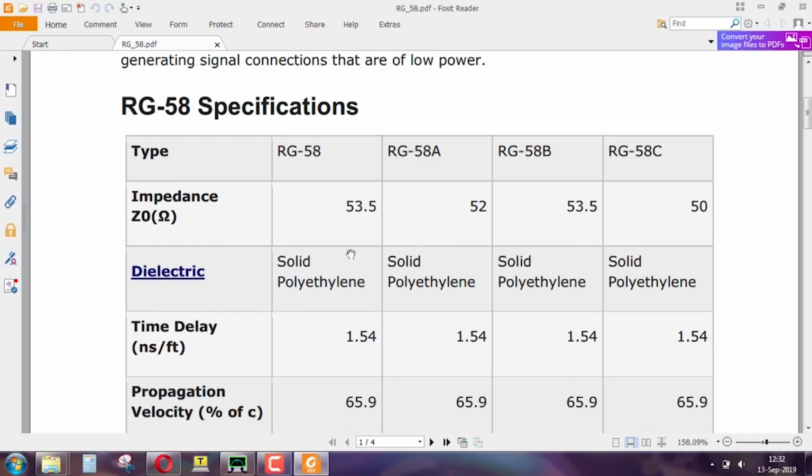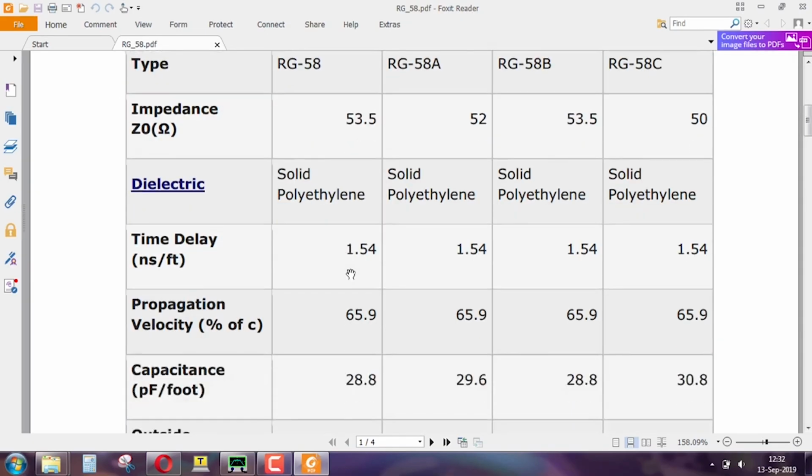The dielectric material in all of them is solid polyethylene, as given. This is the material between the center and the outer braid. I will show you how the structure looks. I cannot cut this cable, but I will show you a picture of what it would look like. Time delay is given in nanoseconds per foot, using some combination of SI and imperial units, which does not matter. If the manufacturer is from English-speaking countries, then you will have nanoseconds per foot. In the US it is also common to use feet.